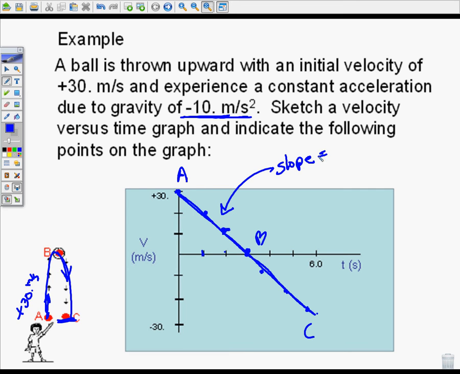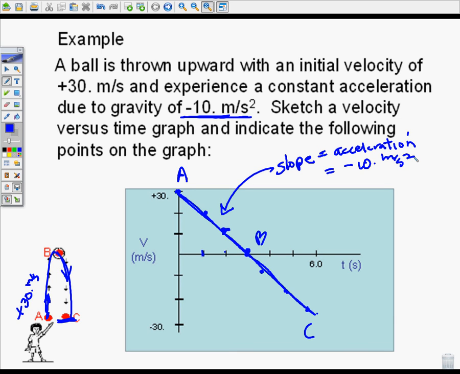What does that slope of the velocity time graph represent? Alexa? Acceleration. The acceleration. And if we actually calculated the slope, it would come out to be negative 10 meters per second squared. This is tricky business. Because what is the acceleration on the way up? Say it. Negative 10 meters per second squared.